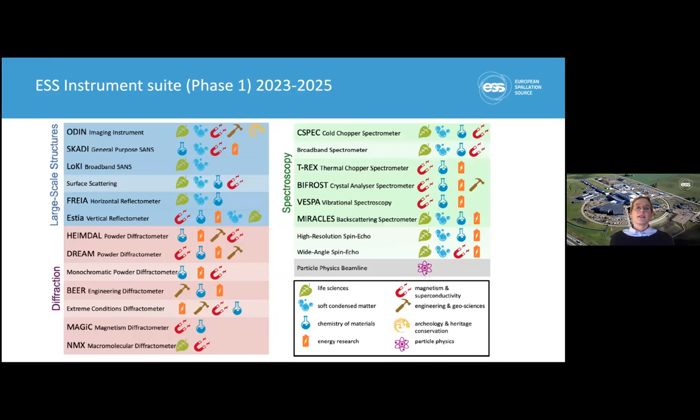The ESS instrument suite is quite broad. We have 15 instruments that we intend to build by 2025. And for magnetism, an awful lot of these instruments are very suitable for magnetic purposes. And you see that by the small magnetic cartoon that we show here. In particular, the instruments MAGIC, DREAM, C-SPEC, T-REX, and BIFROST will be heavily used for the study of magnetic materials. And you see that they're subdivided into large-scale structures for small-angle neutron scattering, diffraction, and spectroscopy. Diffraction and spectroscopy will be the tools that we use to look at quantum materials.